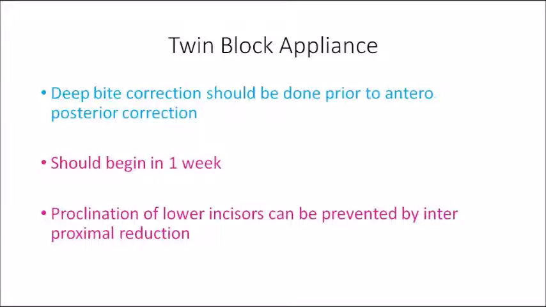And the third thing is that whenever you are advancing the mandible, not only with the twin block appliance, even with your activator, one of the side effects is that the lower incisors tend to procline. So this proclination of the lower incisors can be prevented by interproximal reduction. So prior to your mandibular advancement, we can do interproximal reduction so as to prevent the proclination of your lower incisors.